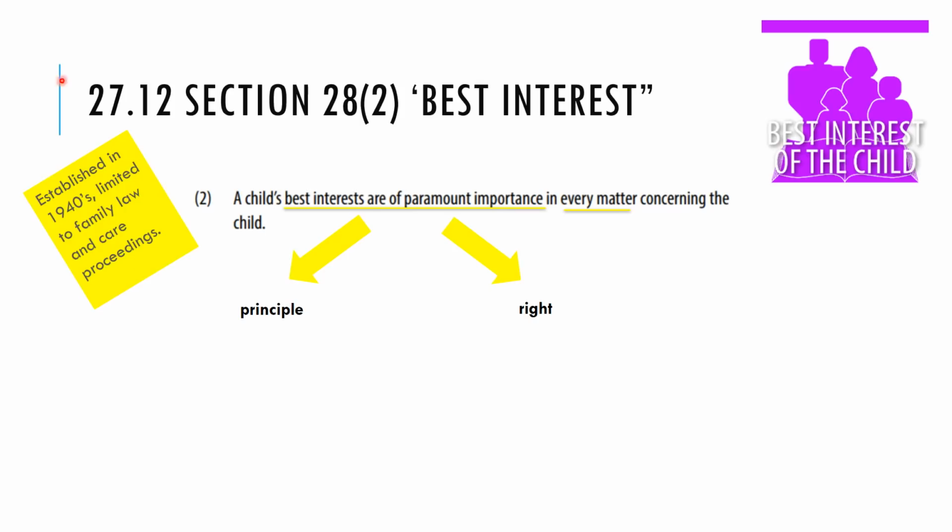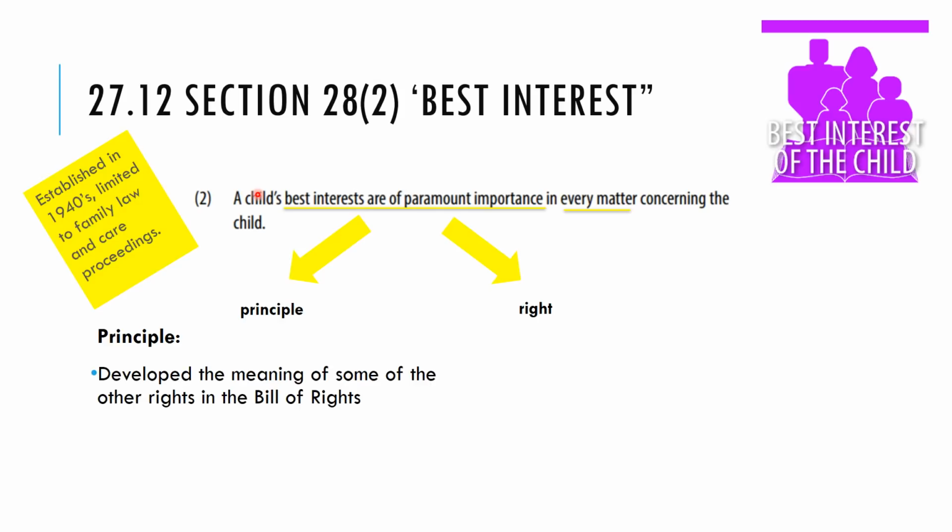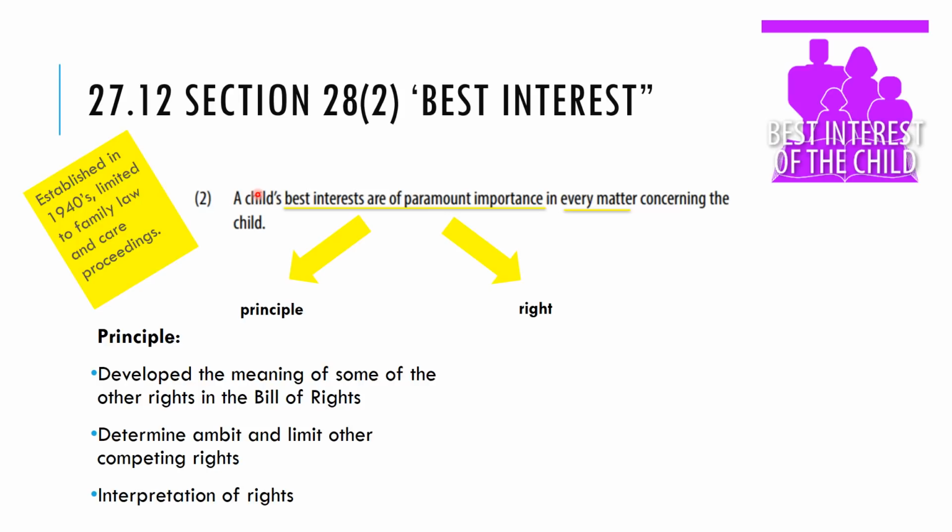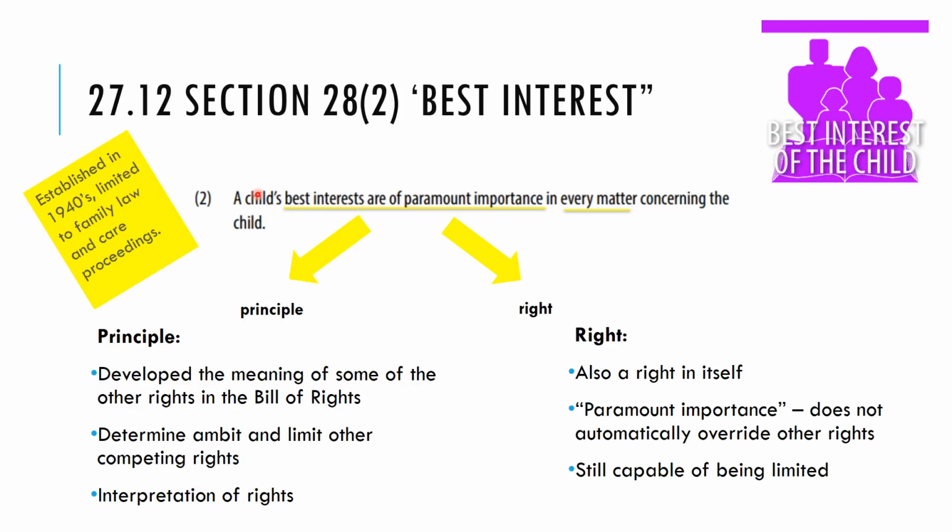Now section 28.2 is both a principle and a right. Firstly, let's look at it as a principle. As a principle, it develops the meaning of some of the other rights of the Bill of Rights. It determines the ambit and limits other competing rights, and it is important for the interpretation of rights. As a right, it is a right in itself. It is of paramount importance, but it does not automatically override other rights, and it is still capable of being limited. Even though we have the words paramount importance, it does not say it overrides all other considerations.